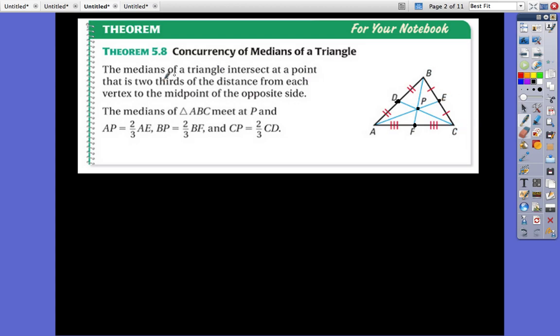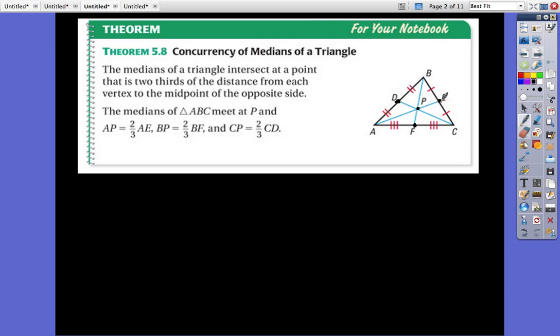Now there's a theorem called the concurrency of medians of a triangle. The medians of a triangle intersect at a point that is 2/3 of the distance from each vertex to the midpoint of the opposite side. The medians of triangle ABC meet at P, and so let's analyze that for a moment before I go over the formulas. Let's look at median AE.